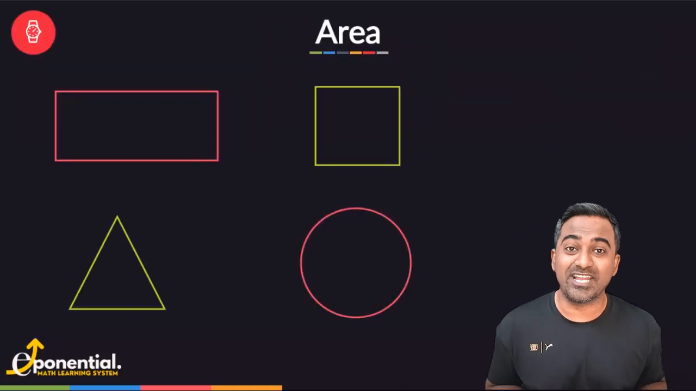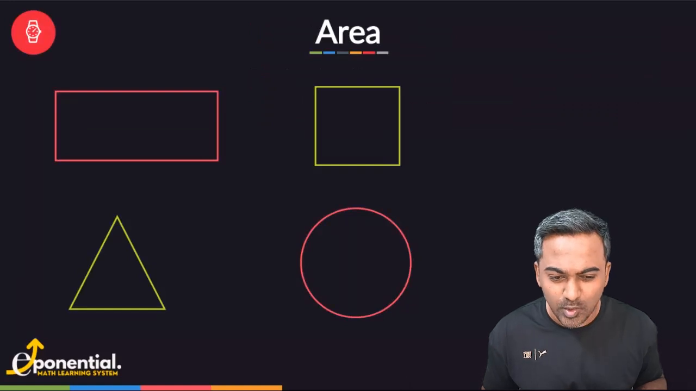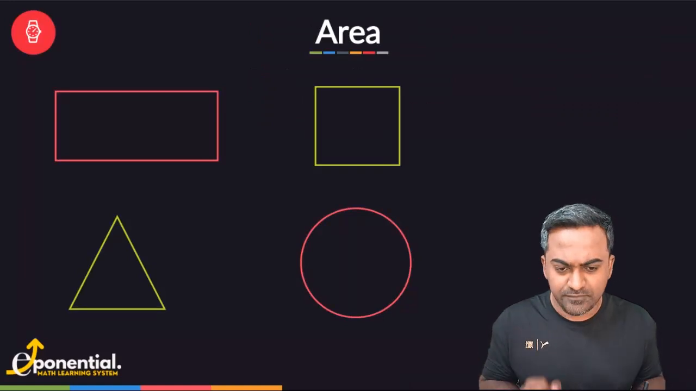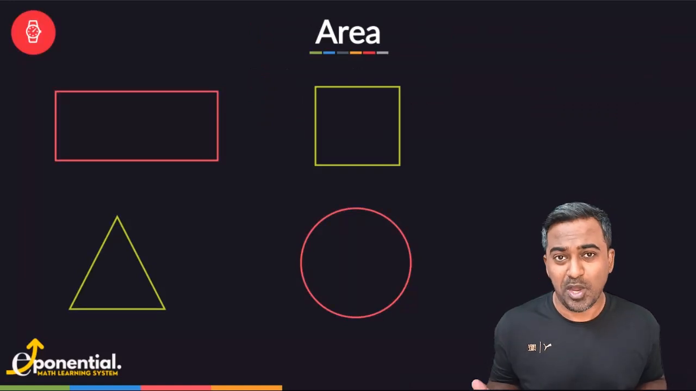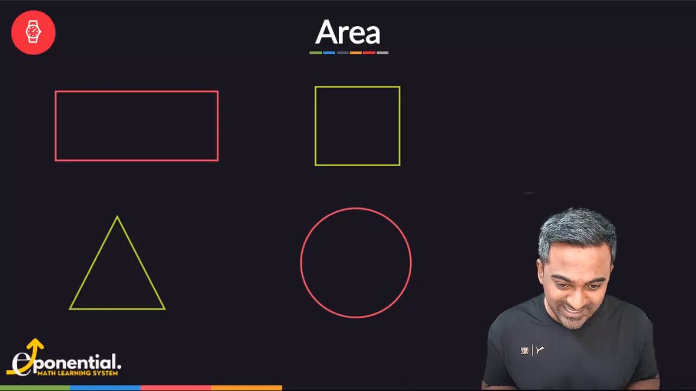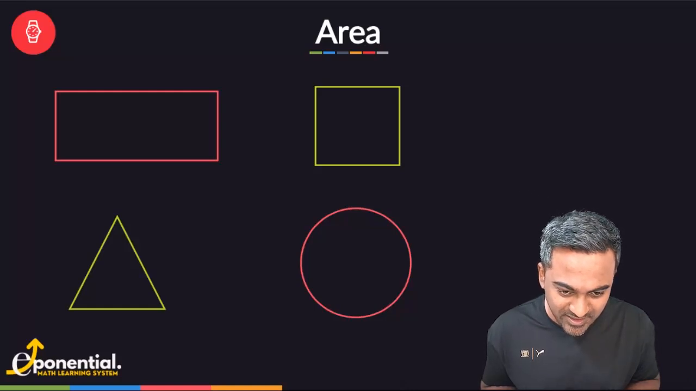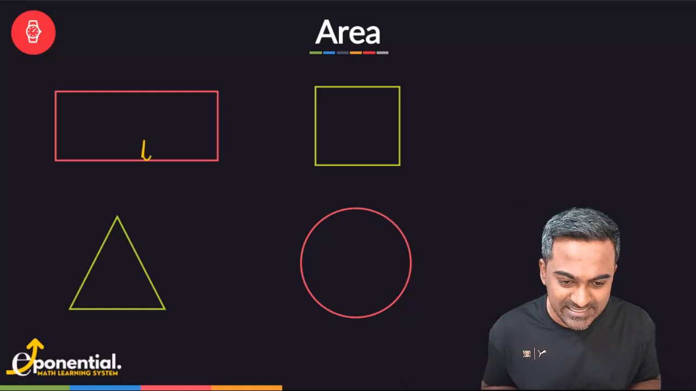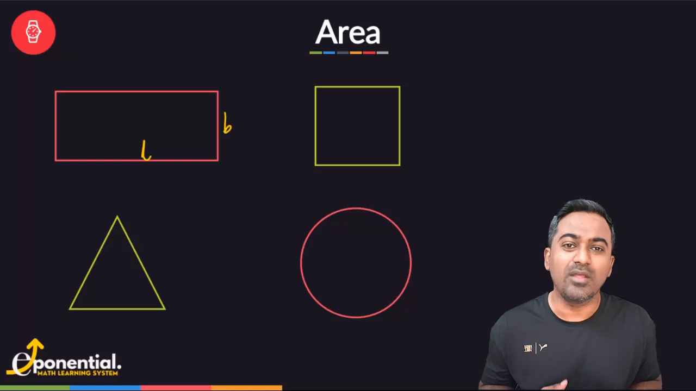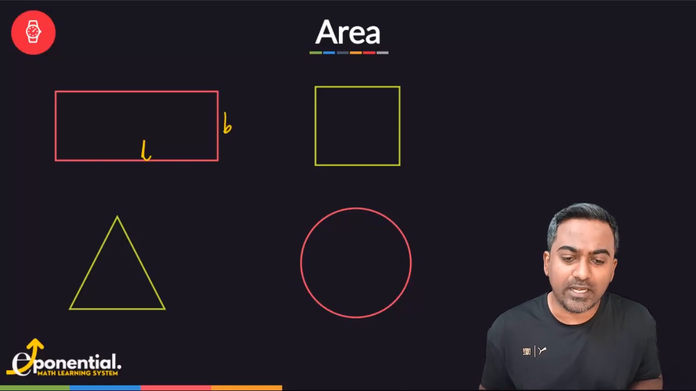So let's turn our attention towards figuring out areas. I've got four simple shapes here. The first one is a rectangle. Do we know how to figure out the area of the rectangle? Of course we do, right? This, let's suppose, is the length of the rectangle, and let's just say this is the breadth or the width. How do we figure out the area of the rectangle? Well, simple.